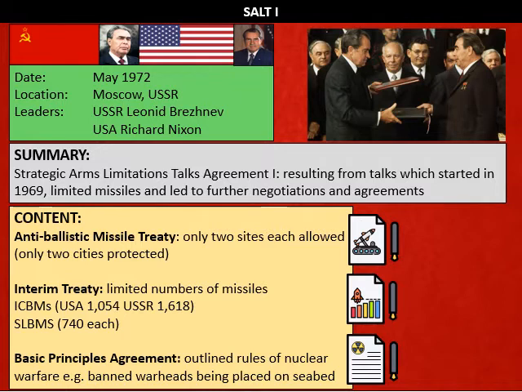And thirdly, the Basic Principles Agreement, which outlined the rules of nuclear warfare and the extent to where nuclear weapons could be placed and how nuclear warfare would be conducted.